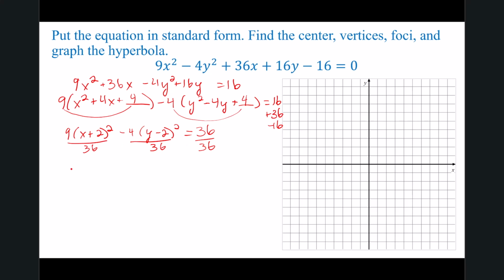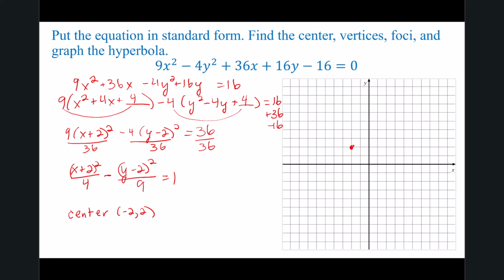So 9 over 36 is 1 over 4, simplified. So I have (x plus 2) squared over 4, minus 4 over 36, which is 1 over 9. So I have (y minus 2) squared over 9 equals 1. So there's the equation for this hyperbola in standard form. So the center is (negative 2, 2). I have x minus a negative 2 and y minus 2. So (negative 2, 2) is the center.